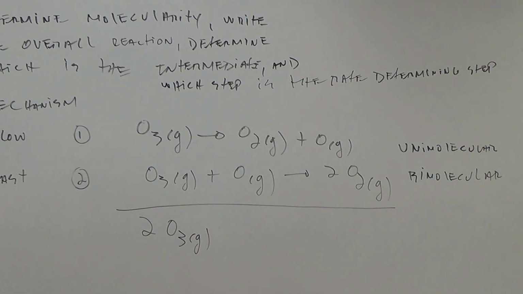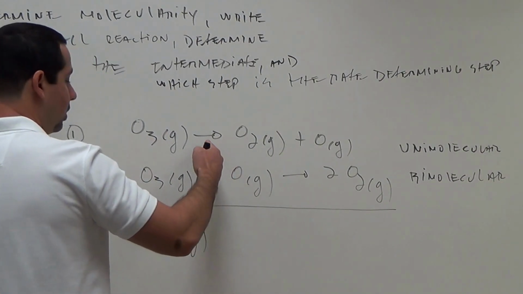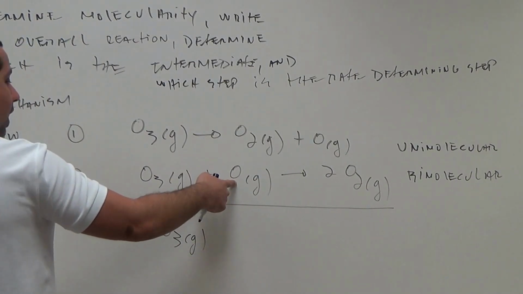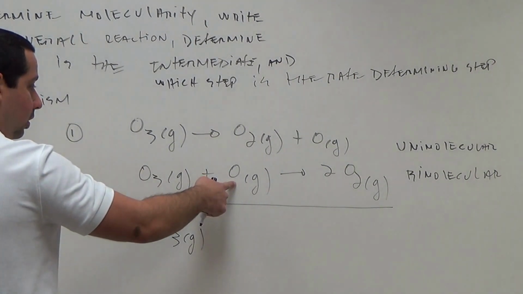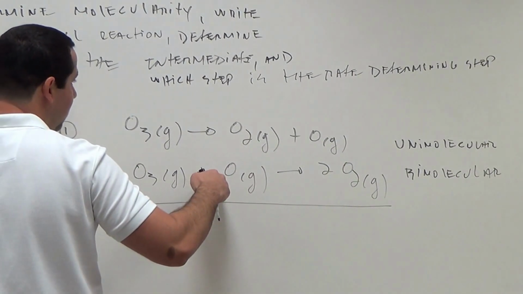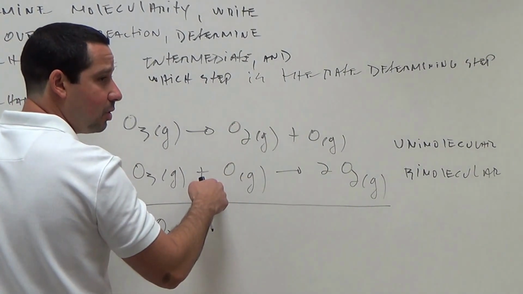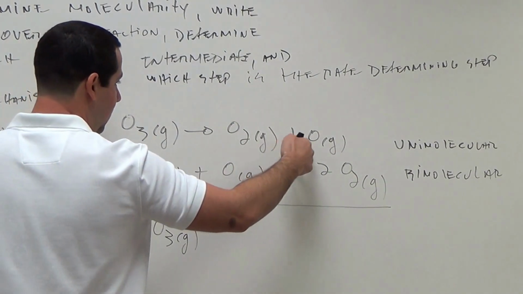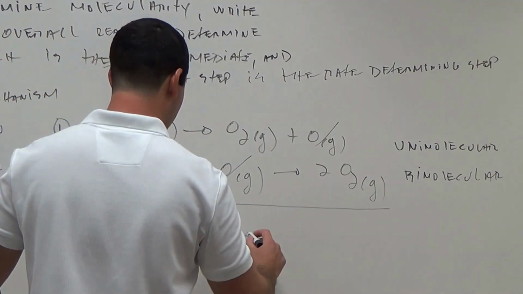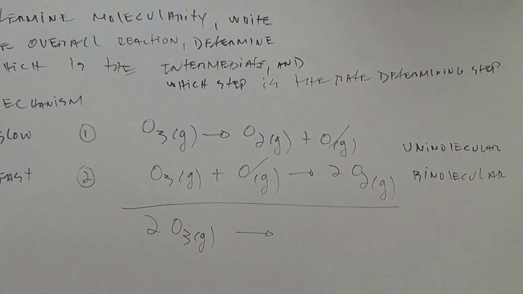I have something else on the left-hand side, which is this O here. It's an oxygen radical, or this oxygen atom. And this oxygen atom is on the left-hand side of one. Is it on the right-hand side of anything else? Yes, it is. It's on the right-hand side here. So we can say that cancels with this. Gone. We don't have any more reactants.